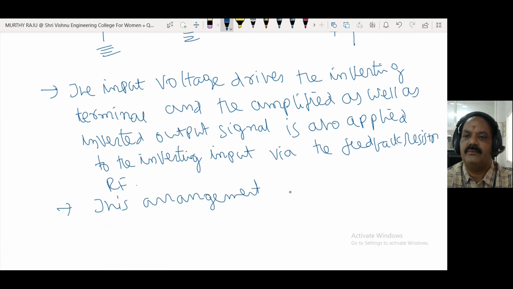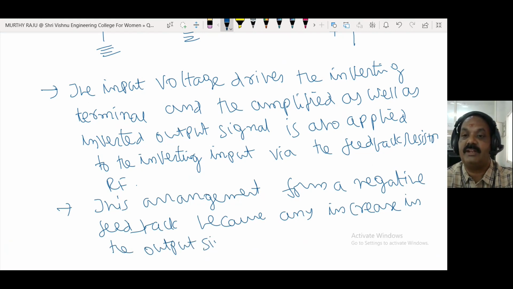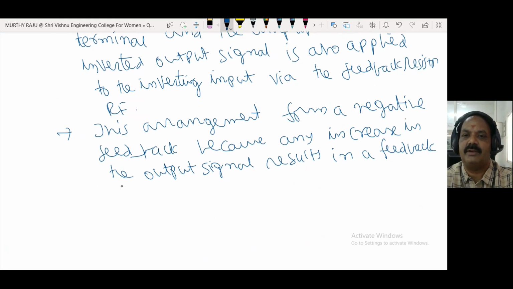Another important point is that this arrangement forms negative feedback. Why negative feedback? Because any increase in the output signal in the inverted form results in a feedback signal into the inverting terminal.